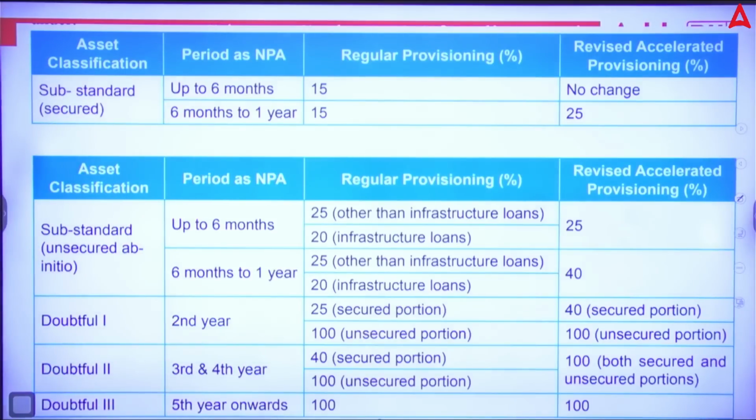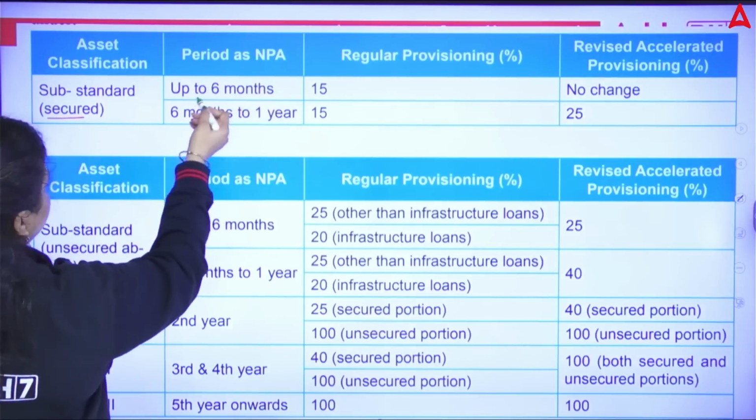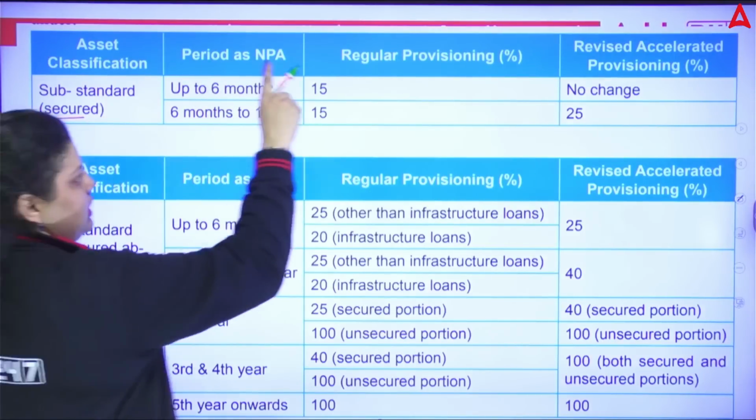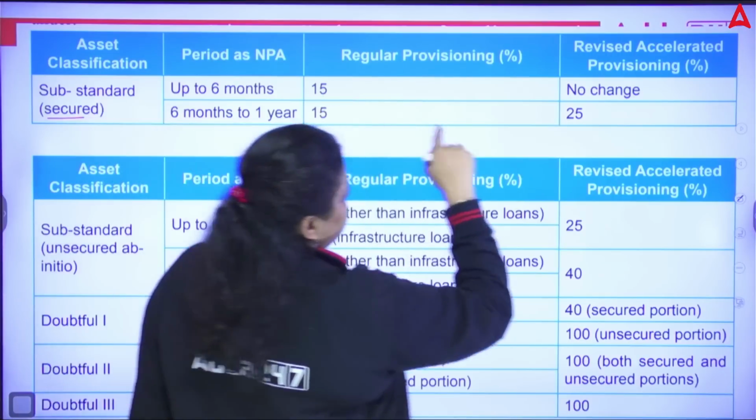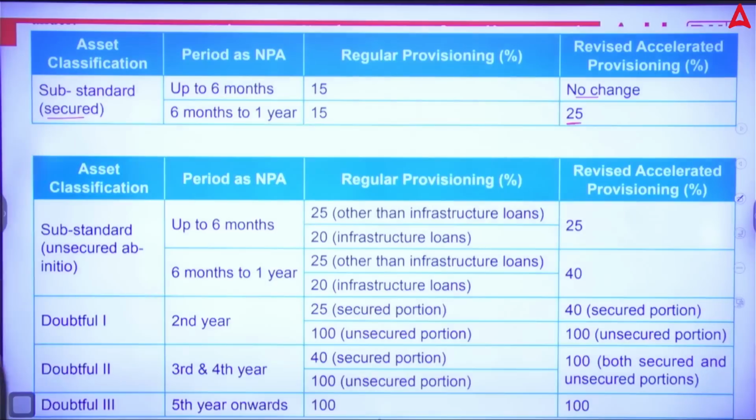Okay. Now this is also important. This is your provisioning. I have added one slide on provisioning also because provisioning questions have been asked. So you can see, for substandard secured loan, the period as an NPA up to 6 months and 6 months to 1 year. Regular provisioning was 15. Now the revised list: no change, it is 15, and it has been changed to 25%. The revised accelerated provisioning is up to 6 months 15, 6 months to 1 year 25%, for substandard assets, secured loan category.